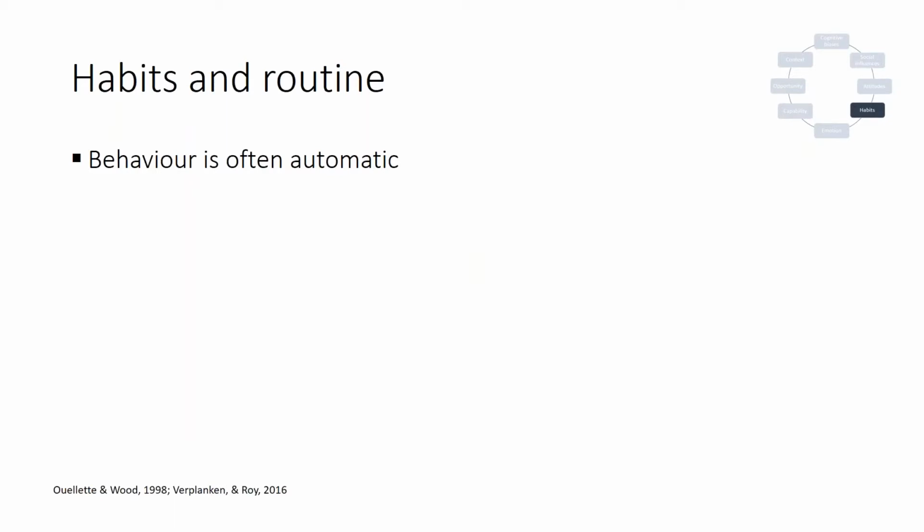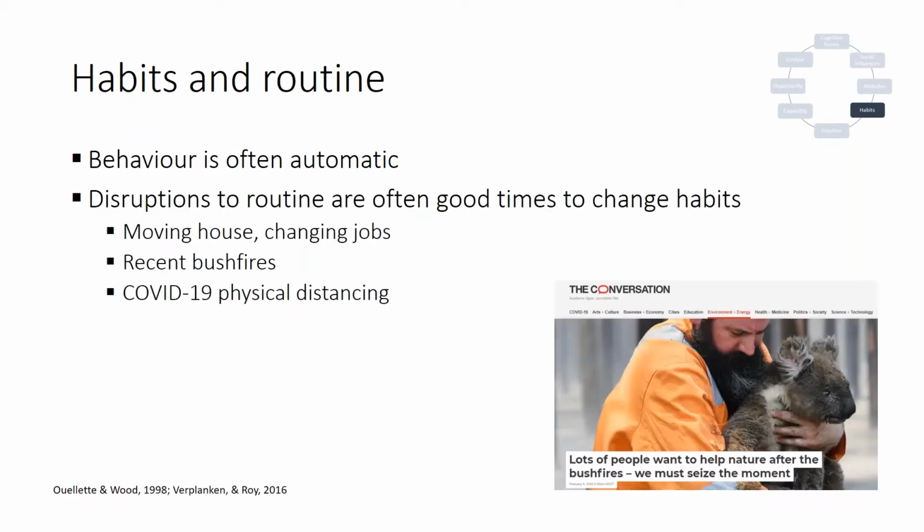Habits and routine are another big influence on our behaviour. A lot of what we do is automatic. We don't think about it. So you could think, again, the last time you drove to work. You didn't have to think about where you drove to. You just got in the car and went. And so we do these things without even thinking a lot of the time.